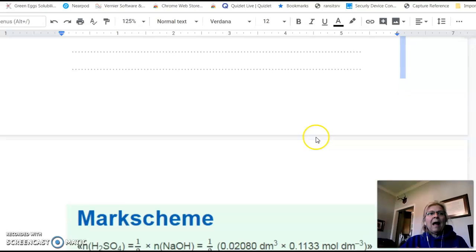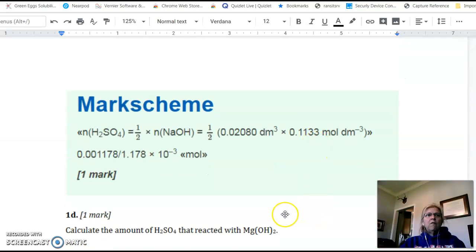Let's go on and look at the mark scheme. For this mark scheme, the hydroxide is exactly 1/2 of the amount of hydrogen. So you can see hydroxide here. There's an OH. That's 1 mole of OH for every 2 moles of H2SO4, 2 moles of H's. So that's why you see the 1/2 here. 1 mole of hydroxide to 2 moles of H2SO4.